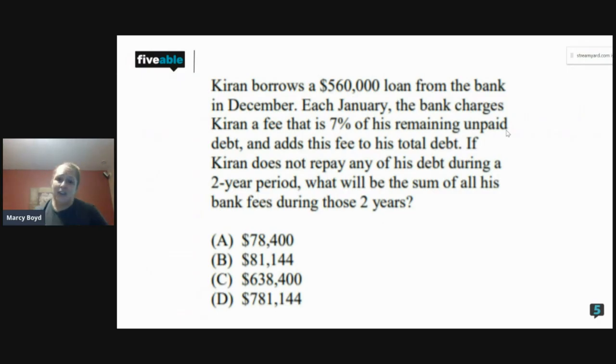Kyron borrows $560,000 from a bank in December. Each January, so that's the end of a year, the next month starts a new year. It says each January, the bank charges Kyron a fee that is 7% of what he owes plus this fee. So if Kyron doesn't pay anything for a full 2 years, right, what's going to be the sum of all of his bank fees during those years?